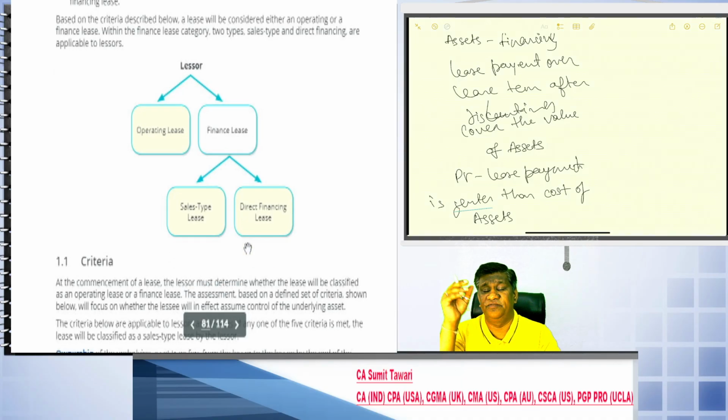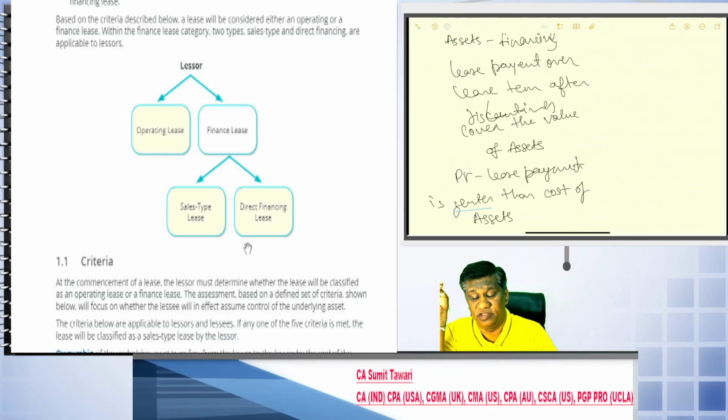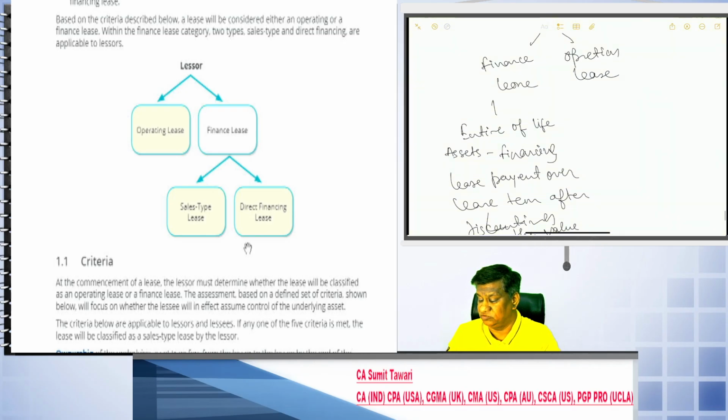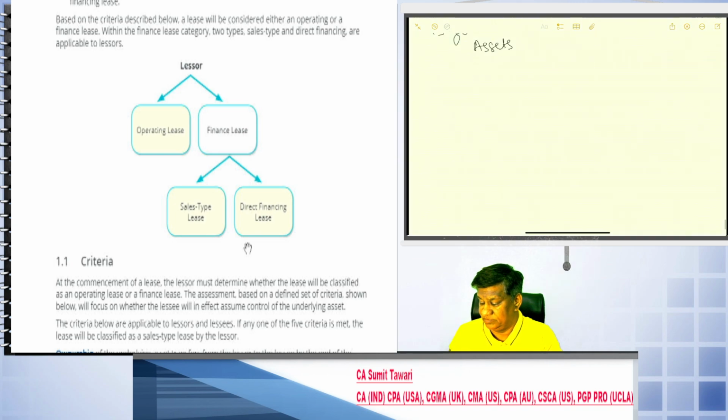Operating lease: if we are not utilizing the full value of the asset, or whatever payment we are making does not cover the entire asset value, meaning there is a certain percentage which we'll see later on, then we need to consider it an operating lease. If it is not a finance lease, then it is operating. Then it is an operating lease. Clear?